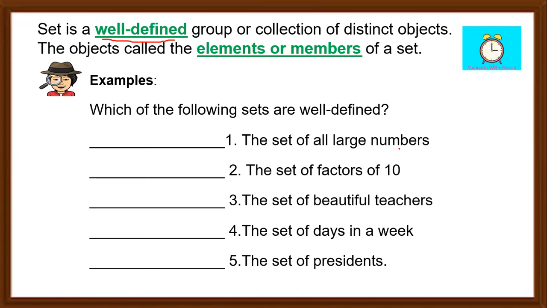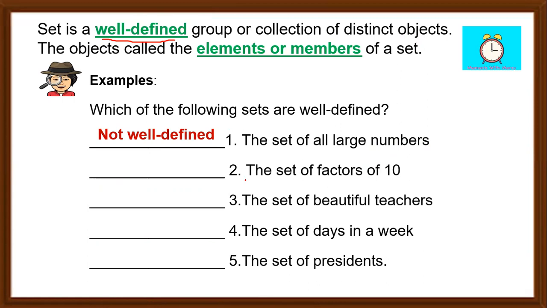Okay, you're going to answer first. That is not well-defined because according to the definition, kailangan well-defined po siya. Since hindi natin matukoy yung mga large number, no? Marami po kasi ang large number. Okay? Iba-iba tayo ng pananaw kung ano yung large number sa atin. So, you cannot identify.